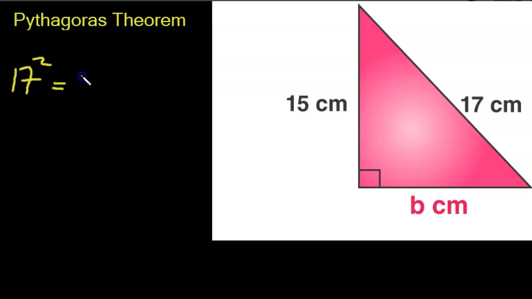What are the other two sides? One is 15 centimeters. And what's the length of the other? We do not know. It is called B, and one is B square. Now look at my first step there. Everything has a square on it. So the hypotenuse square equal to the sum of the squares of the other two sides. So 15 square plus B square on one side.